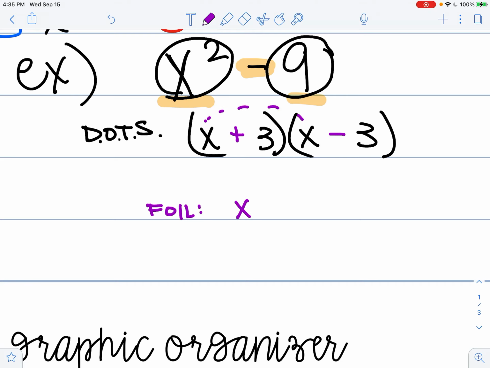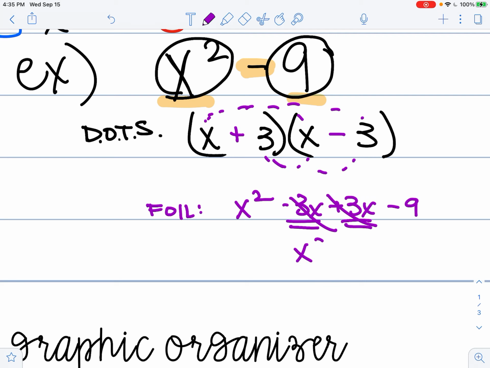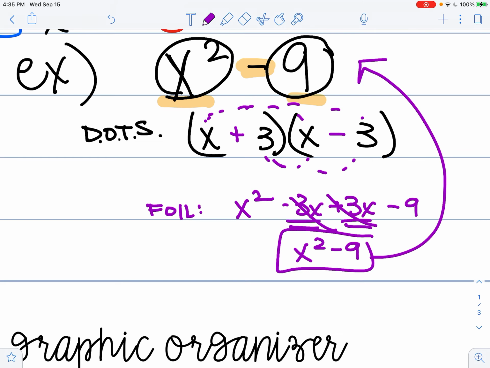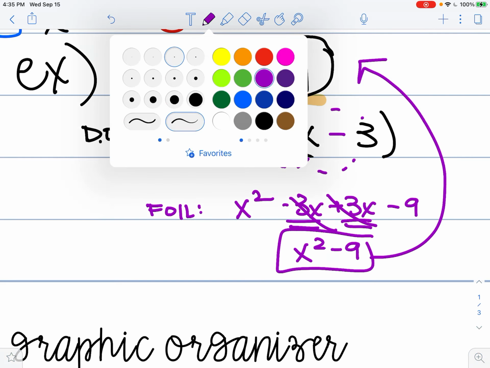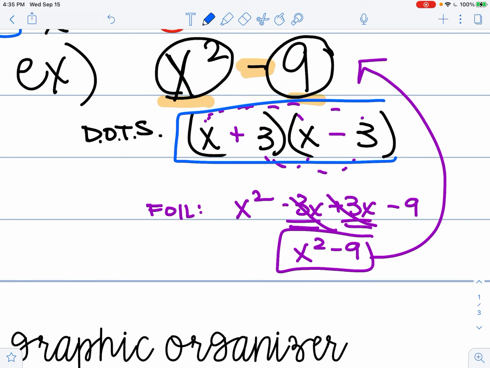X times x is x squared. X times negative 3 is negative 3x. X times 3 is positive 3x. And negative 3 times 3 is negative 9. We know negative 3x and positive 3x cancel, so we're left with x squared minus 9. So do you see how it comes back full circle? That this really is the factor of our difference of 2 squares binomial.